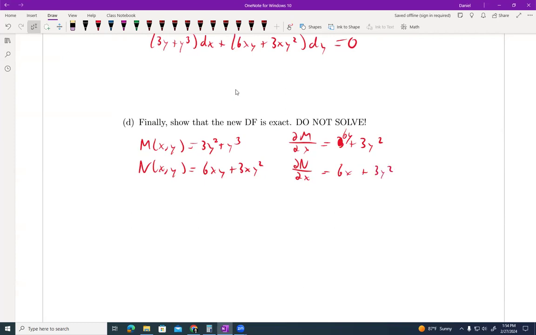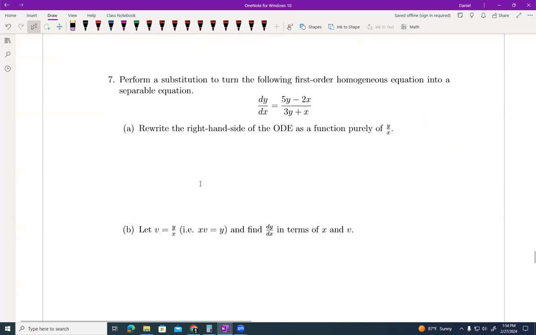So I get 6y plus 3y squared. There we go. So this is exact, okay? And that's the end of that one. Now for the last one over here, we're just trying to express it purely as a function of y over x. So that's not too bad.